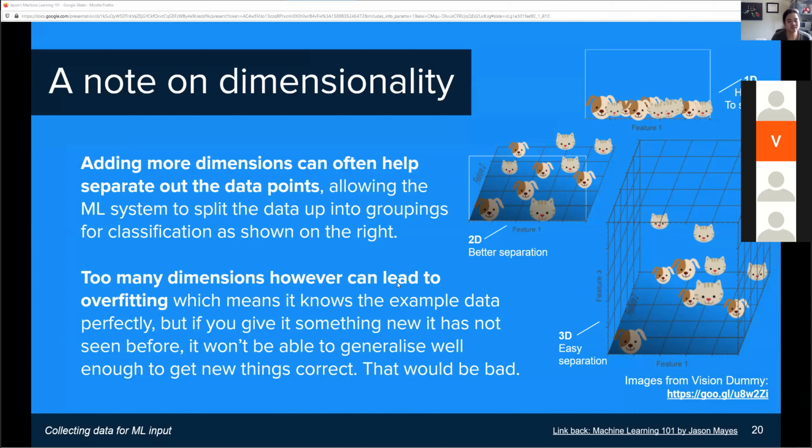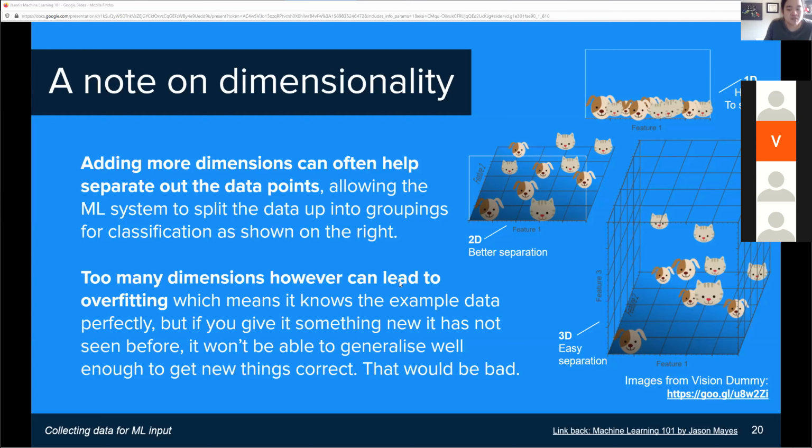So too many dimensions can lead to what he calls overfitting. It's also the curse of dimensionality, though they're 2 different things actually. Too many dimensions leading to overfitting means your model is formed to that specific sample data set, and it's so specific to that data set that it's never going to be able to classify data that might be a little bit different, right?